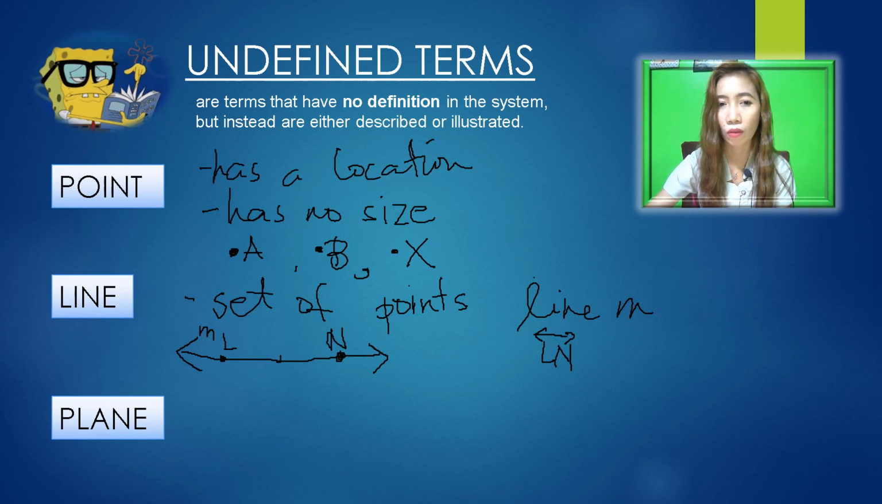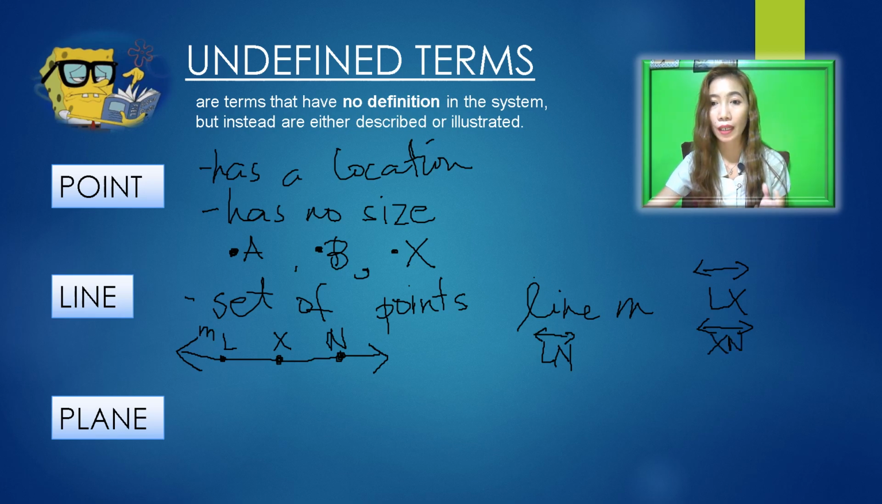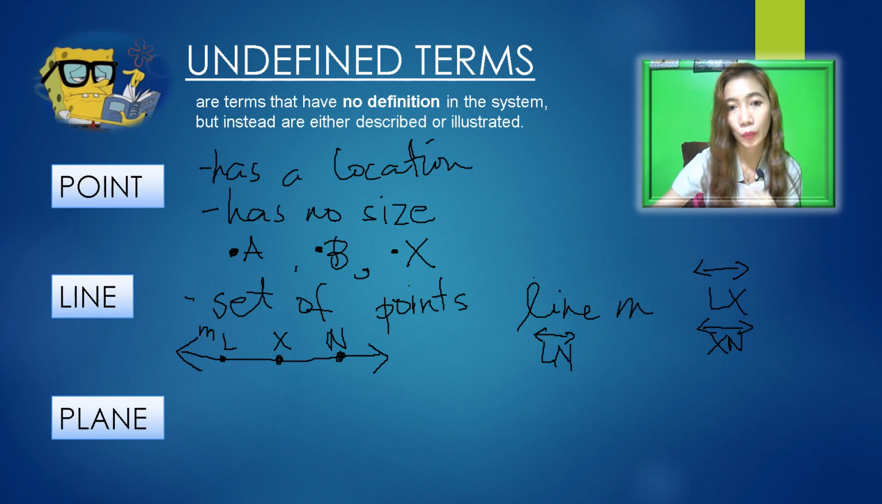So how about kung meron kang 3 points? Let's say we have here point X. So pwede nyo rin siyang i-name or pangalanan as line, what? Line LX. What else? Line XN. So that's it. As long as gagamit lang kayo ng 2 points on the line.